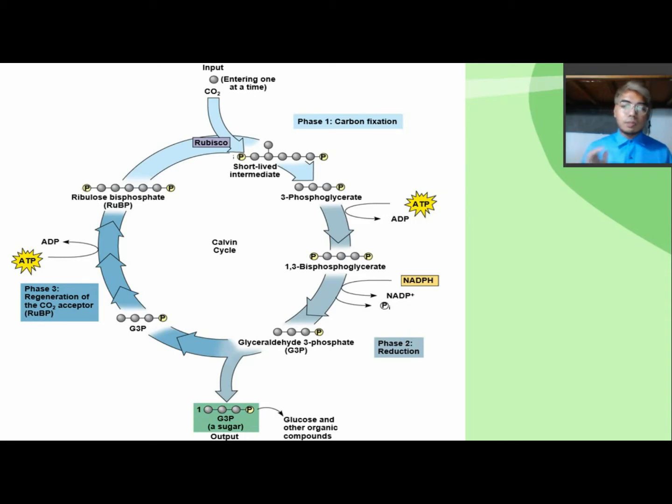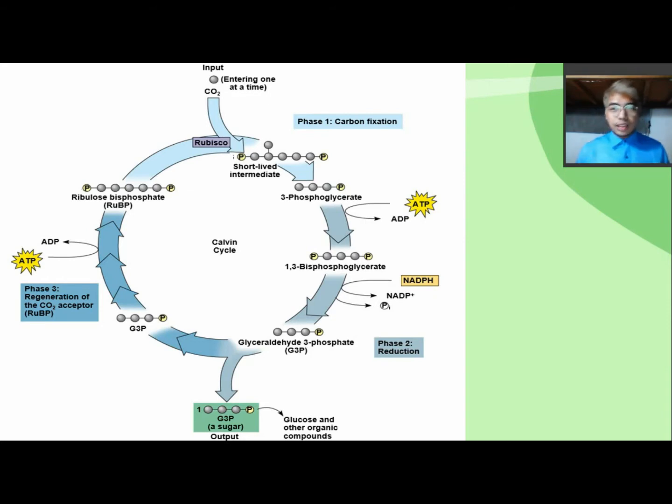Then with the presence of NADPH and the release of phosphates, it will create glyceraldehyde triphosphate, also known as G3P. Some of this glyceraldehyde triphosphate will be released to create the food material known as glucose, while some of it will undergo regeneration to recreate the RuBP, which is responsible for the continuation of the cycle.